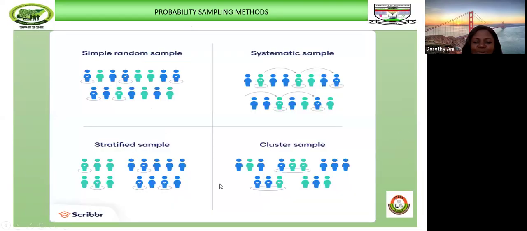So if you are asked which one you will use for your study, is it the probability type or the non-probability type?